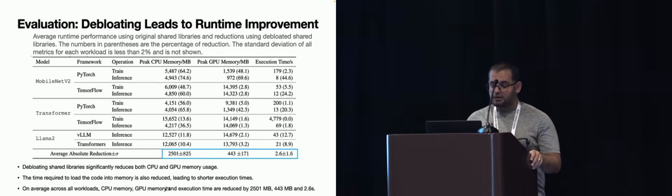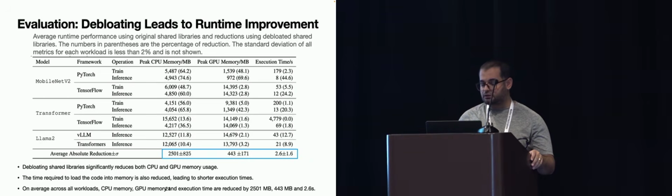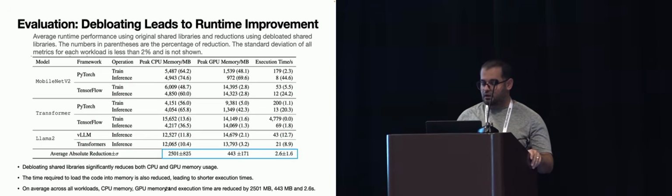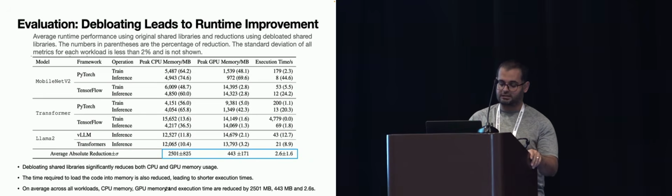So on average, across all workloads, CPU, memory, execution, the reduction was around 2 gigabytes, 2,500 megabytes, 443 megabytes, and 2.6 seconds.